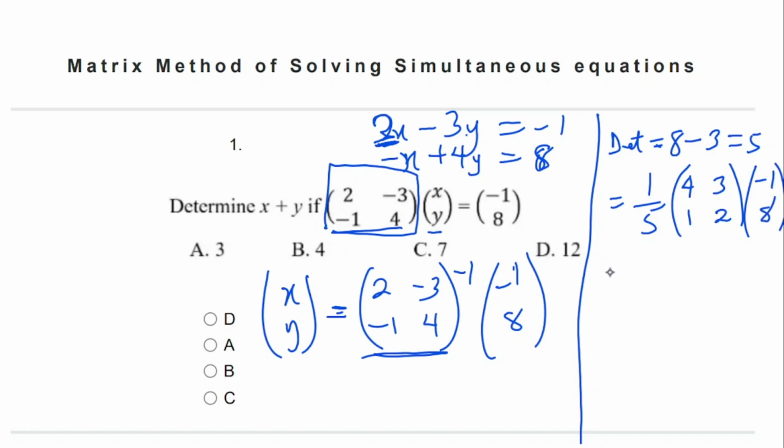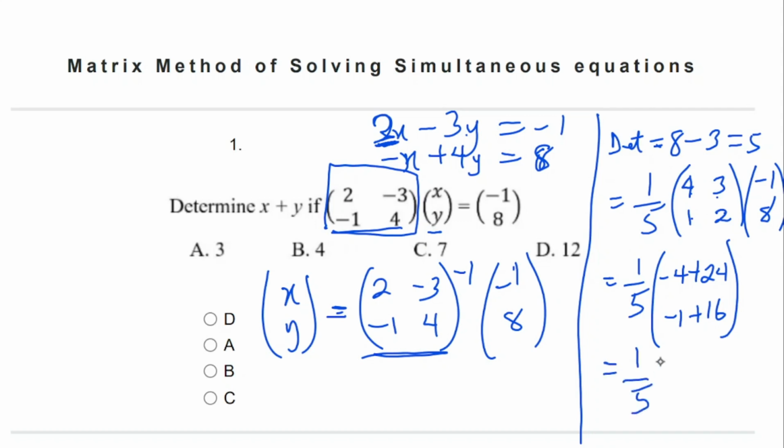So we first of all multiply before we have 1 all over 5 beside it. So 4 times minus 1, that is minus 4, plus 3 times 8, that's 24. Then 1 times minus 1 is minus 1, then 2 times 8 is plus 16. So we have 1 all over 5 into 20, then 15. So 20 over 5 will give us 4. 15 over 5 will give us 3.